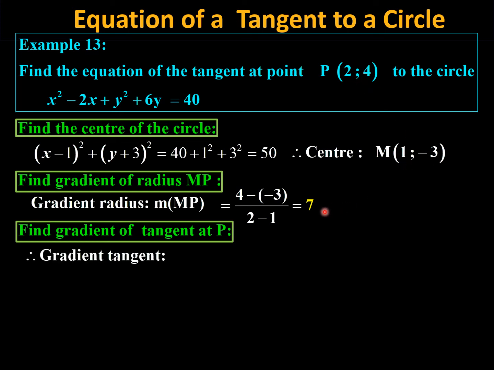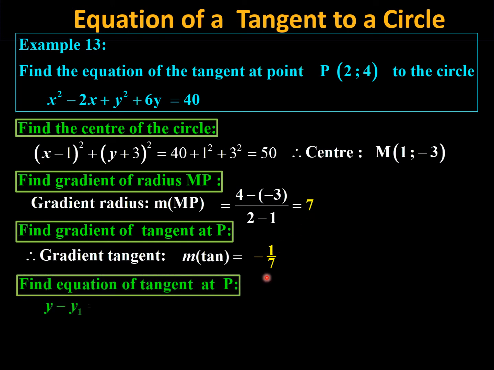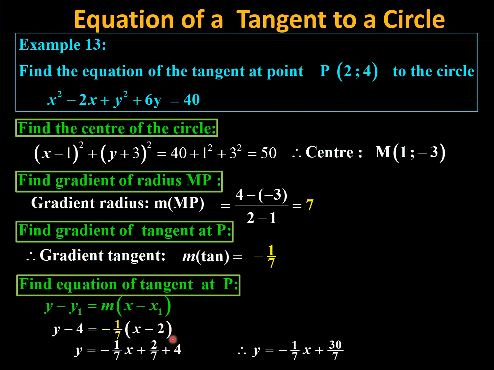So the gradient of the tangent now, if this is 7, the other one will be, that's correct, it will be negative. And the reciprocal of 7 is 1 over 7. Remember, they're totally different. That's positive, that's negative, that's 7, and that's the reciprocal. Now we're ready for the equation. So it's just a matter of substituting. We substitute in the negative 1 over 7. And it must go through (2, 4), not through the center. Be careful, don't substitute the wrong values. 2 and 4. And if we remove that bracket, there is the equation there.